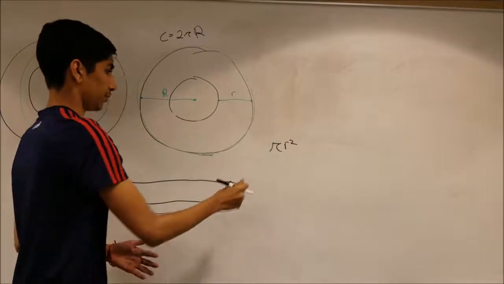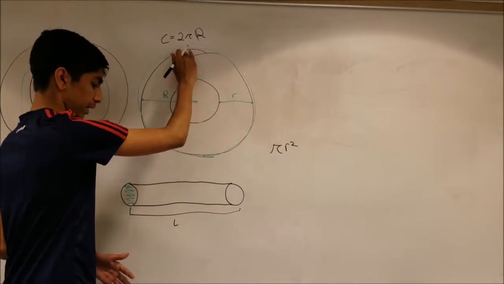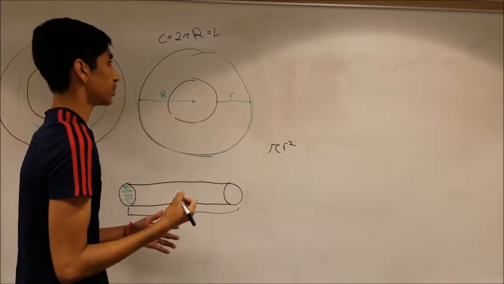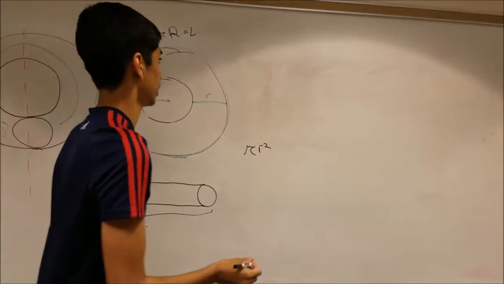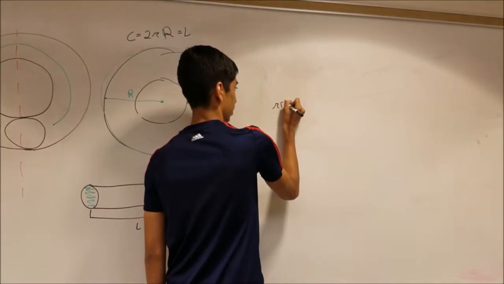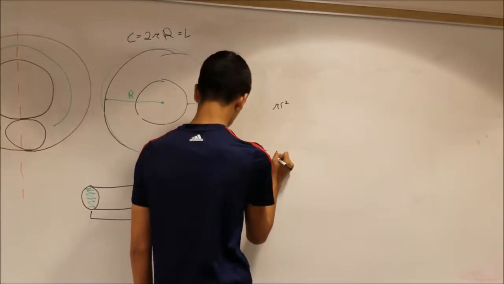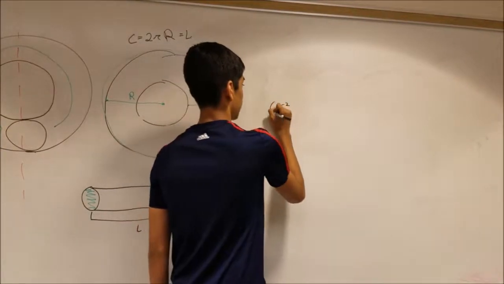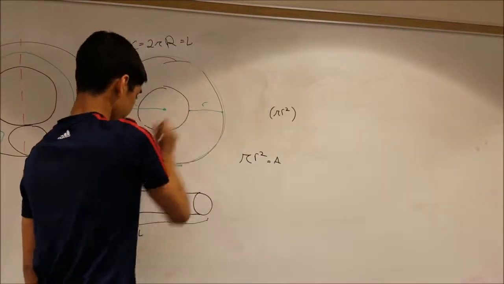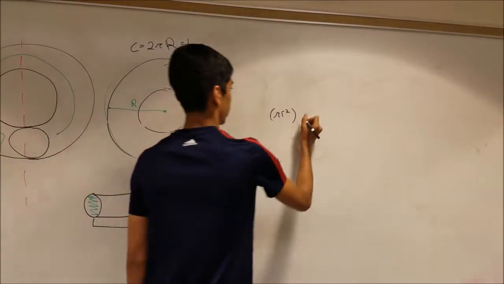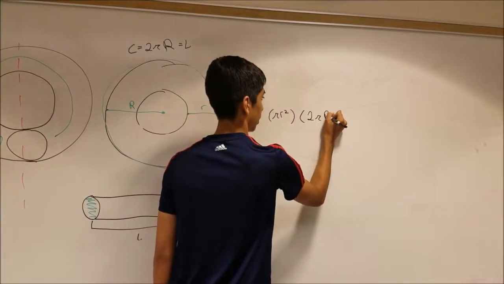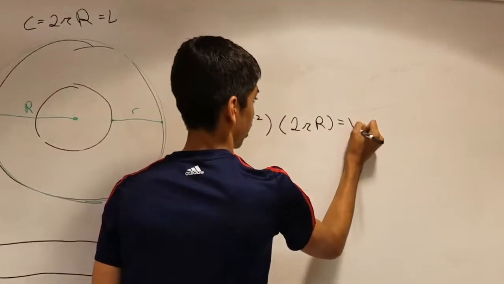So now we have the area of the base, and now we have L. So now we can just multiply these two terms together, which results in pi r squared, which is equal to the area of the base, times the whole entire length, which can be described as either this or as this, which is equal to 2 pi R. And this gives us the volume.